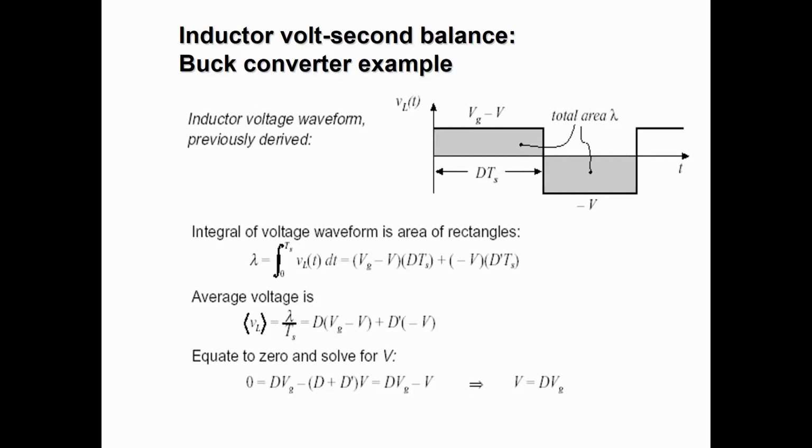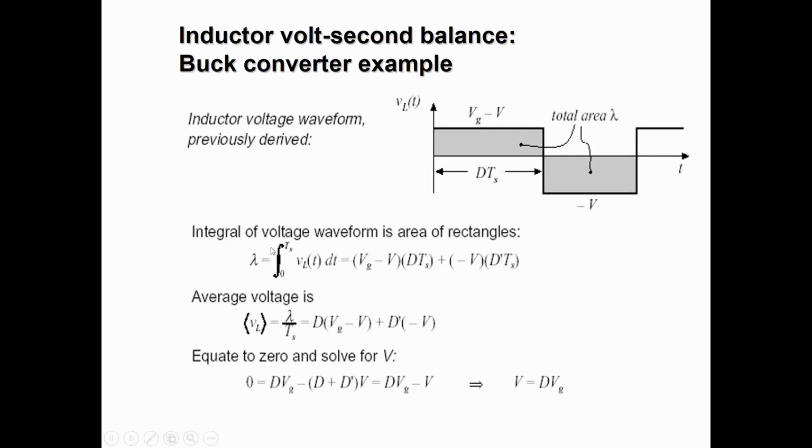Like this was the waveform that we have derived. So what we will do, we will apply an integral over here. So vL is equal to Vg times the integral from 0 to dTs, then minus V times the integral from dTs to Ts. So we apply the integral on these terms. This is (Vg − V) into dTs, and from here we get V into (1 − d)Ts. So the average voltage VL is equal to d(Vg − V) plus d dash times (−V).